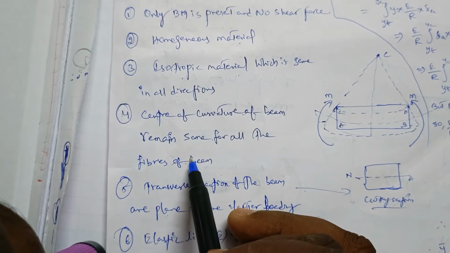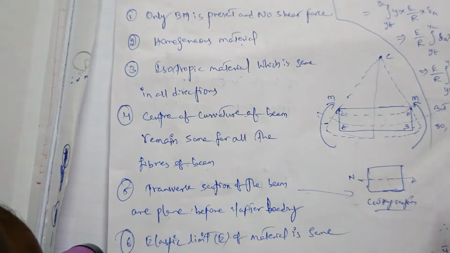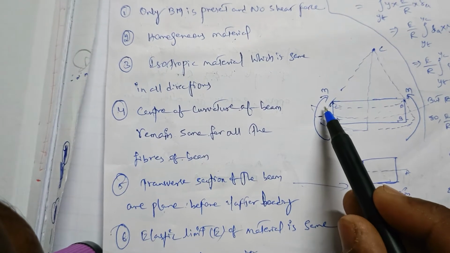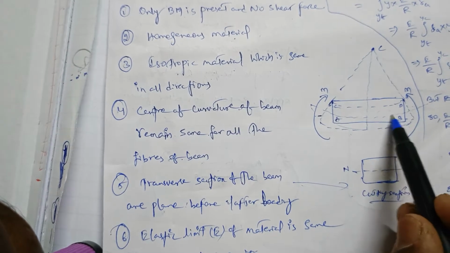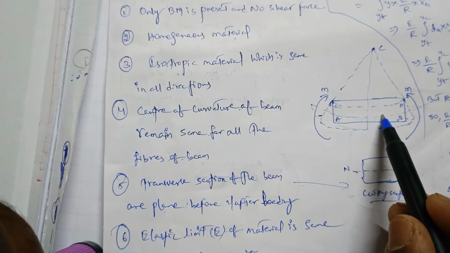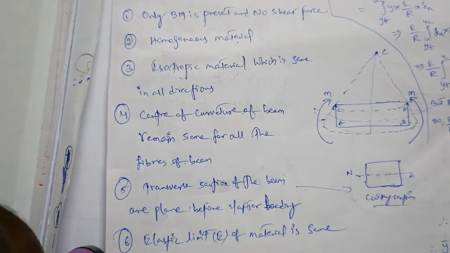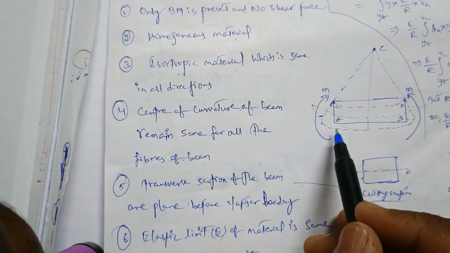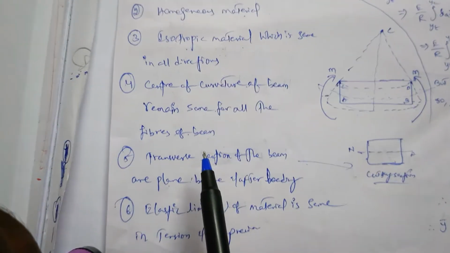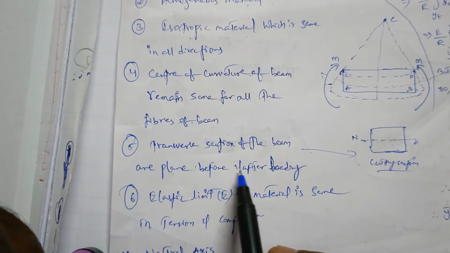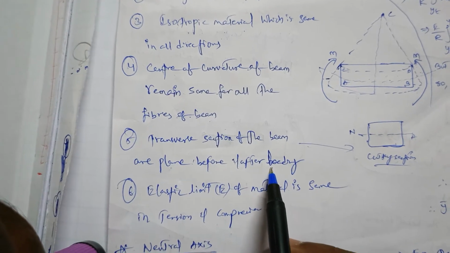This is the center of the curvature of the beam. You can see here the curvature, the bending portion which is acting on the beam, so this states the center of the curvature of the beam. It will be in the same condition for the beam. And the fifth one is: transverse sections of the beam are plane before and after loading. So this is the main point.